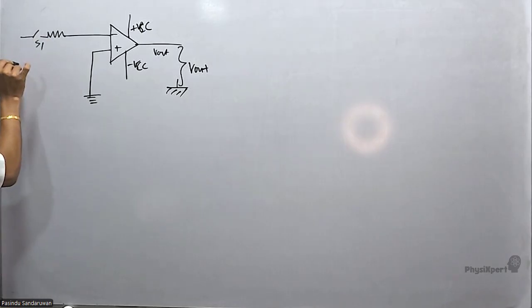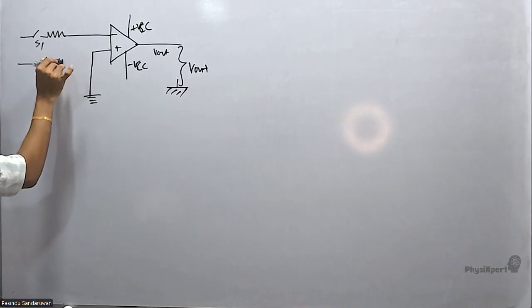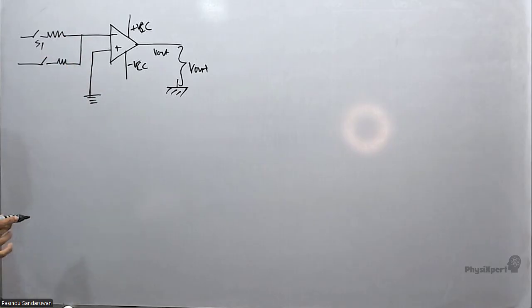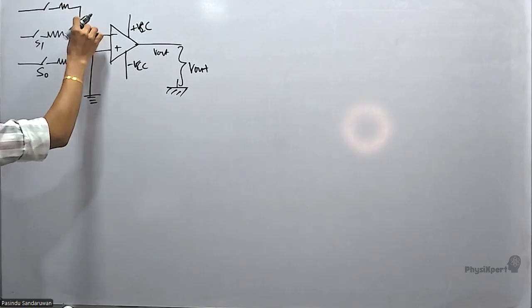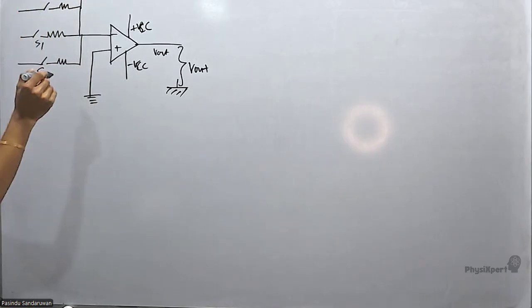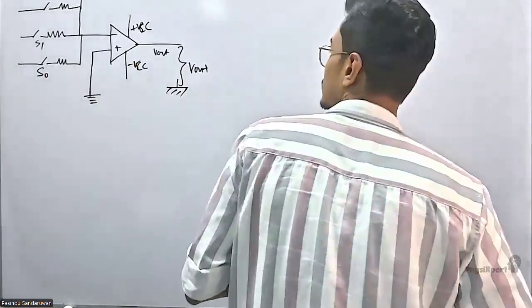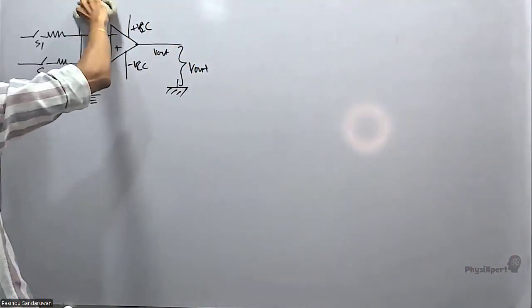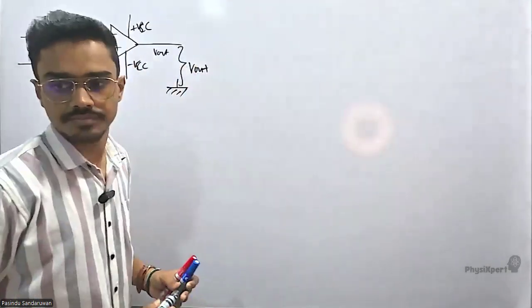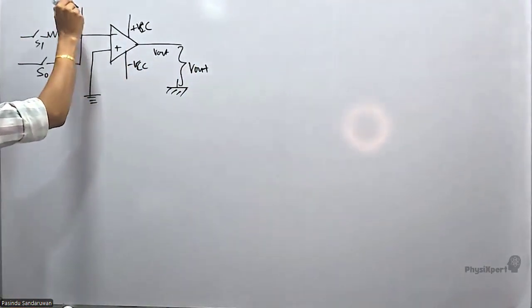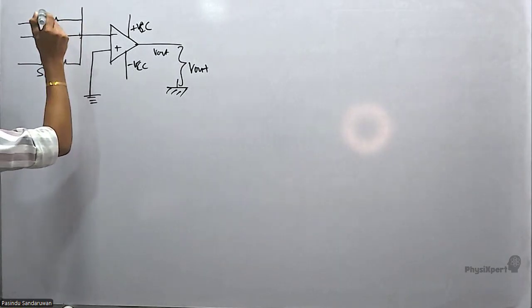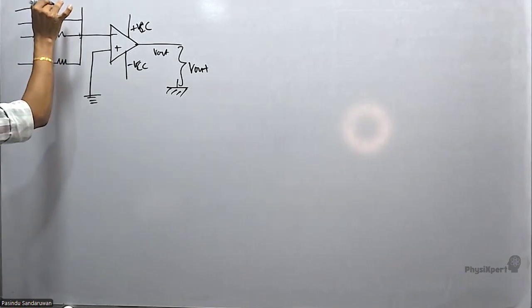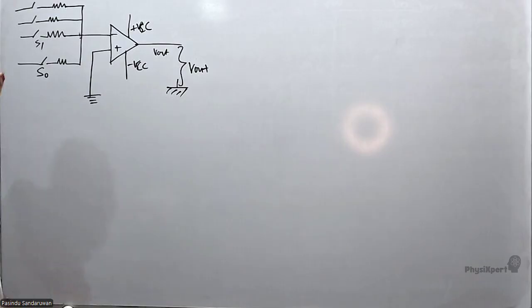And here another one, S0. And two more resistors with switch. And another one here. You can't see the board. Wait. Now, okay.